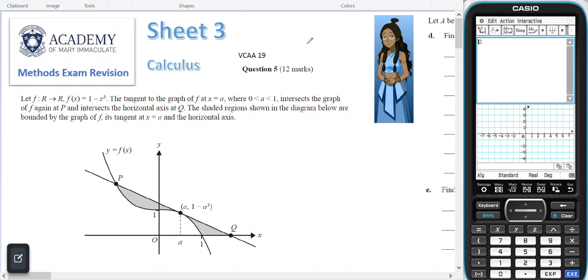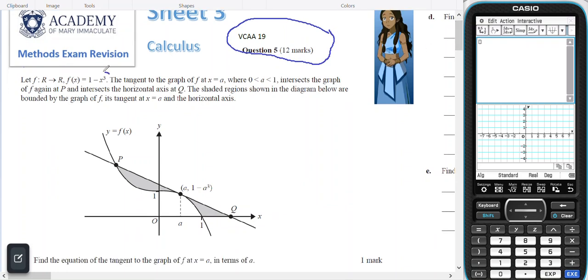Right, this is sheet 3, question number 5 from VCAR 2019. So we have this cubic, domain all real numbers. The tangent to the graph at x equals a, where a goes from 0 to 1, so we're only attaching the tangent somewhere along here, touches the curve also at P and has an x-intercept at Q.